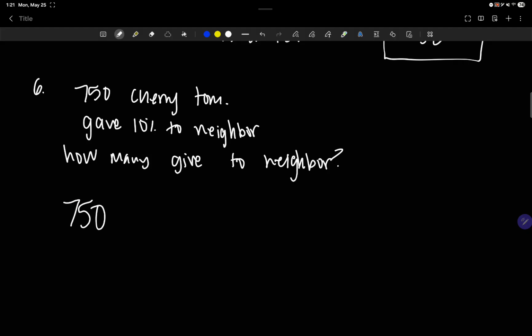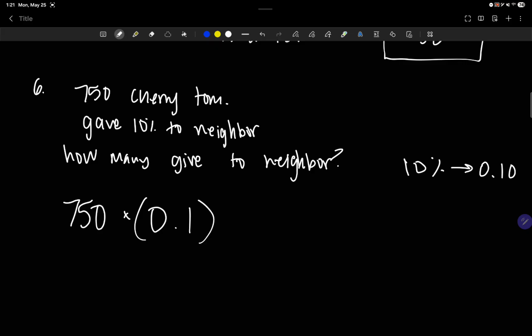Okay, finding 10%. We got a total number. We want to find 10% of it. So we can multiply it by what I call a usable decimal. So instead of 10%. Usable decimal? Yeah, we can't use percentages. This is what I tell all my students. We want a usable decimal. I can't use 10%. I'm going to use 0.010.